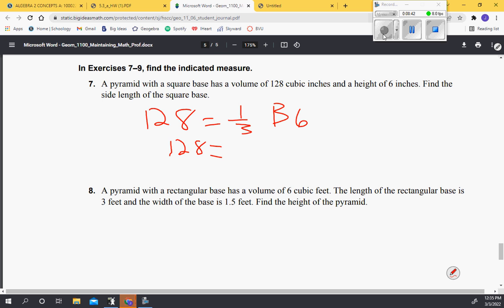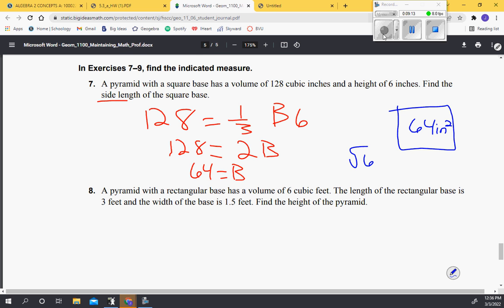128 is equal to, I'm going to combine the 1/3 and the 6 to make 2B. I'm going to divide both sides by 2 and I get 64 is equal to my base. Now, it's asking for the side length of a square base. If I made a square, and it was 64 inches squared, that's the area. What is each side? Well, to find that, I have to take the square root of 64, which is 8. I know these are 8 and 8. So it's going to be 8 inches.